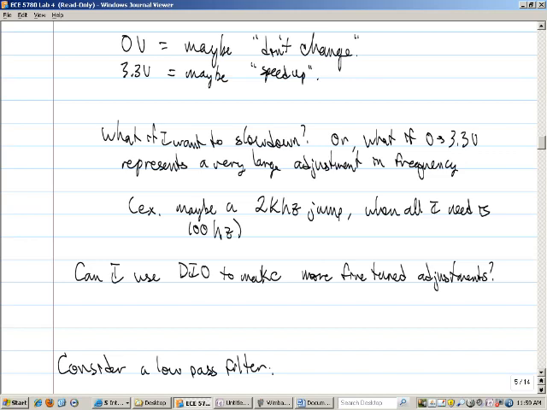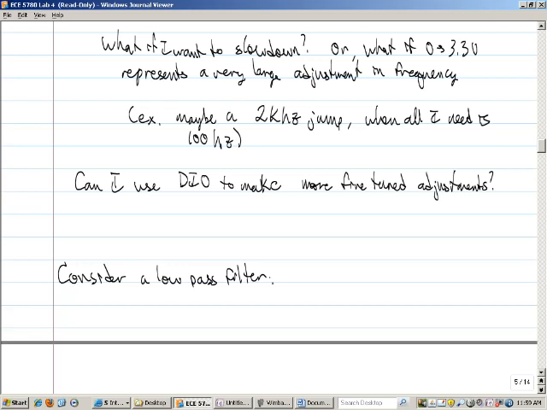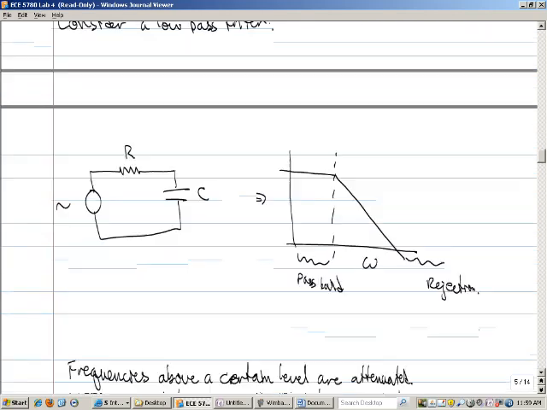Well, what if I actually want to slow down? Or if I only want to speed up just a little bit? That's not necessarily effective by just having two settings on my digital I/O output. So how can I break this down into more fine steps? Here's the example. What if the 3.3 volts applied to the VCF results in a 2 kilohertz jump when all I want is a 100 hertz jump? So how can I step in smaller steps? Can I use a digital I/O line to make more fine-tuned adjustments?